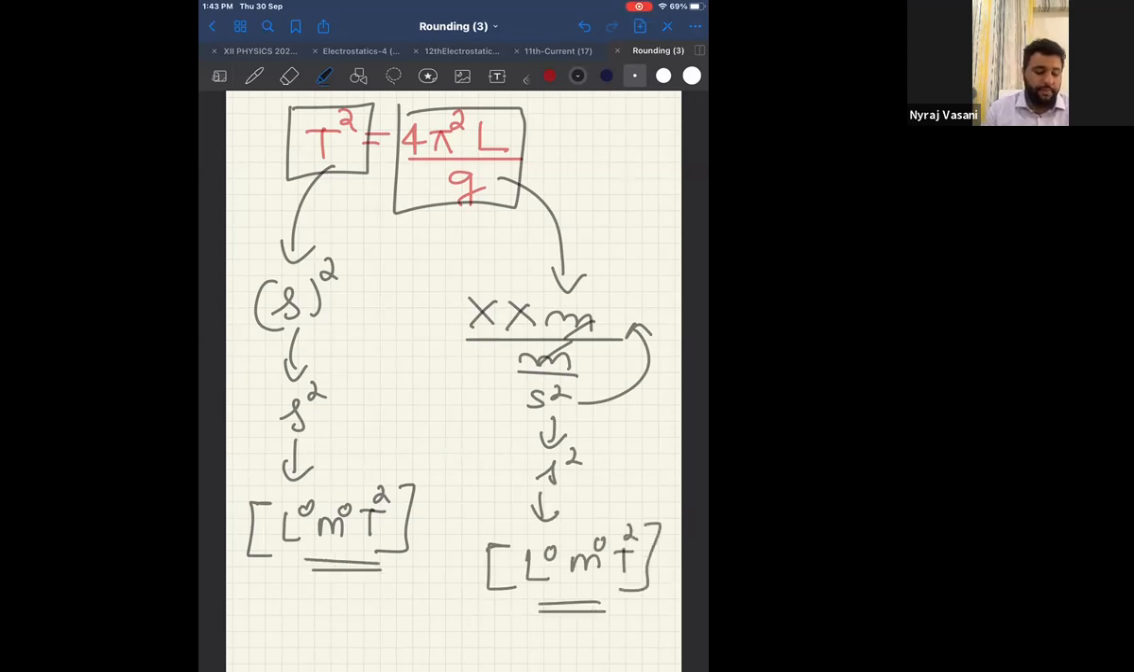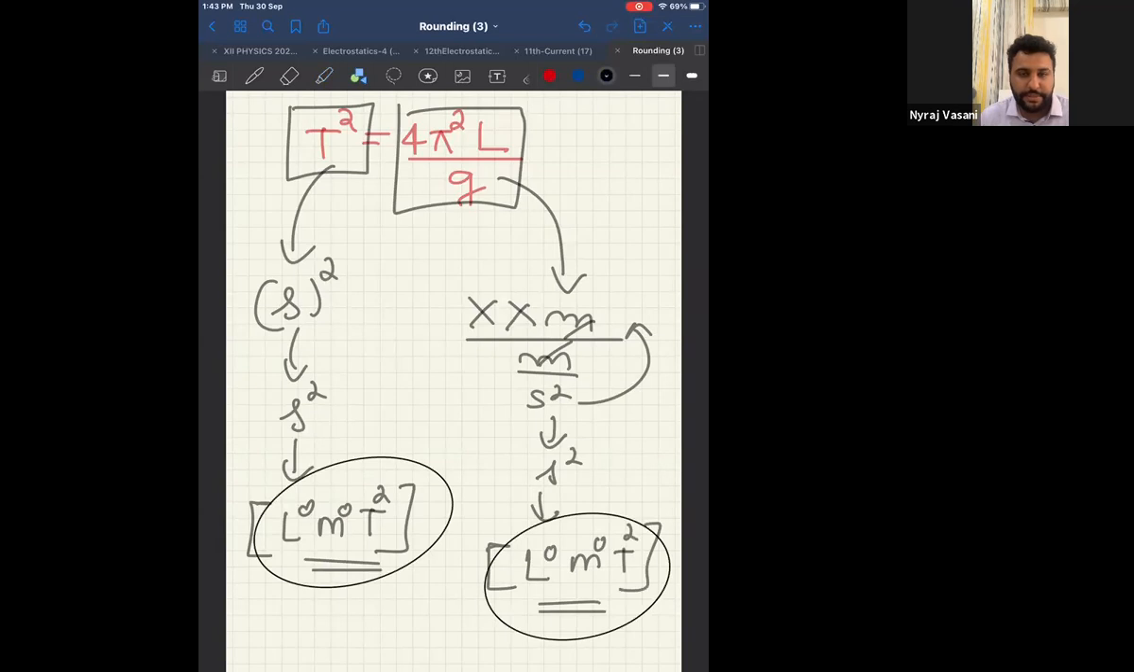Therefore, I got both of these answers. One is this and one is this. Can I say both have the same dimension? Therefore, this equation is dimensionally correct. Make a note. This equation is dimensionally correct. Easy.